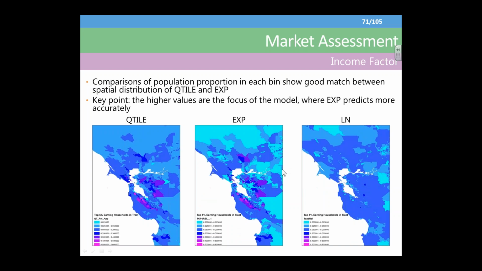So here are comparisons side by side. In these maps, all the scales are set to the same as the quantile data. So essentially, at these higher ends of data, we find a much better match when we utilize the exponential distribution versus the log normal distribution for modeling income on the tract level. And the key point is that we're looking at the top 20% in our model, so it was important to get that right.